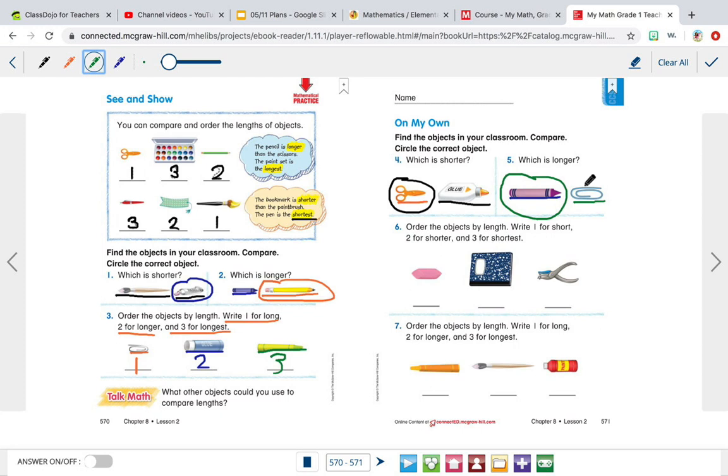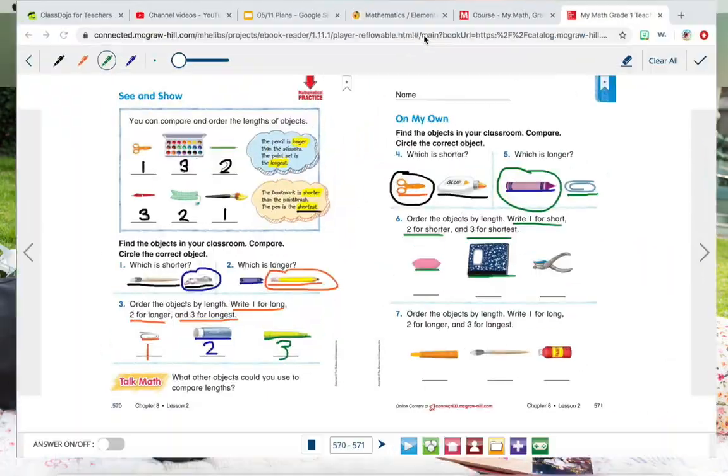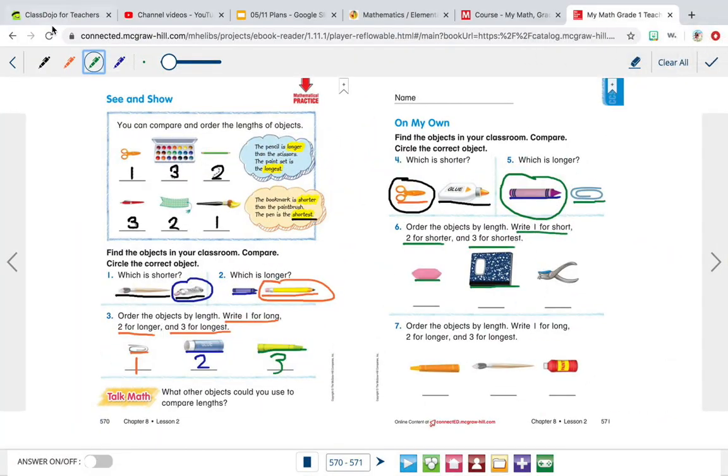Now, number 6. Order the objects by length. Write 1 for short, 2 for shorter, and 3 for shortest. So 3 is going to be the shortest. And I could see, so if we draw our lines here, I can see, give me 1 second, friends, sorry about that. I can see that our eraser looks to be the shortest because it's the smallest one. So it's saying to put 3 for shortest, so 3 is going to go here.